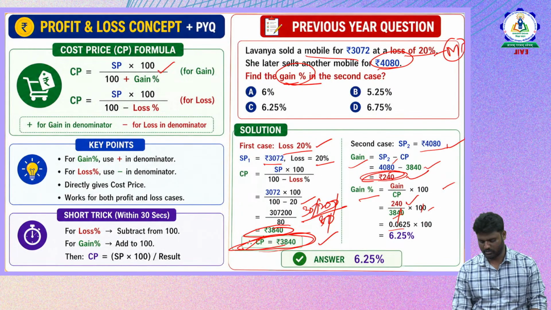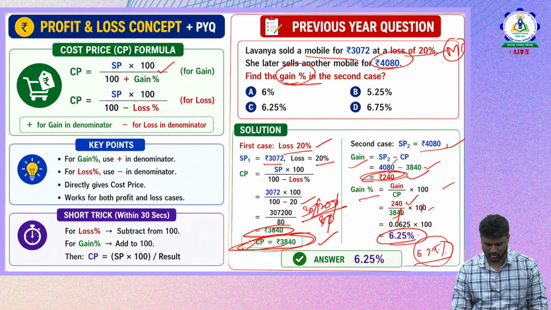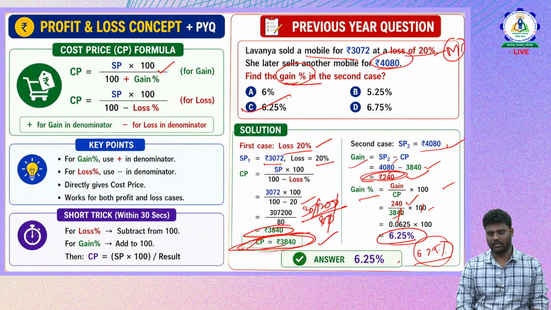0.0625 into 100. Multiplying 0.0625 by 100, we'll get 6.25 percentage. Okay, so 6.25 percentage. Now let us see which option has 6.25 percentage. Option C is the correct answer for this.